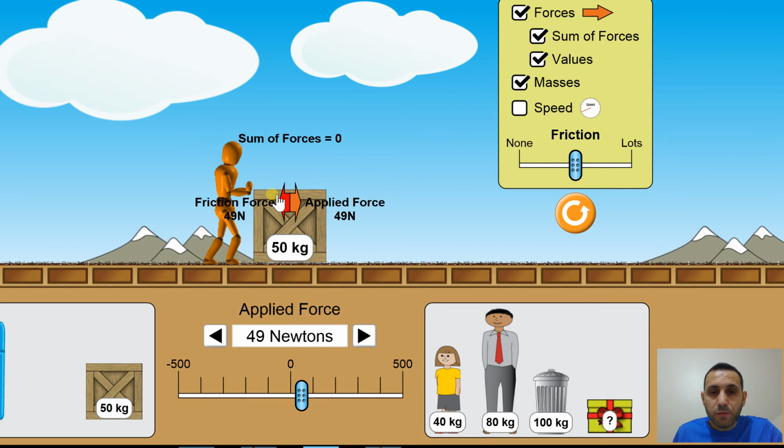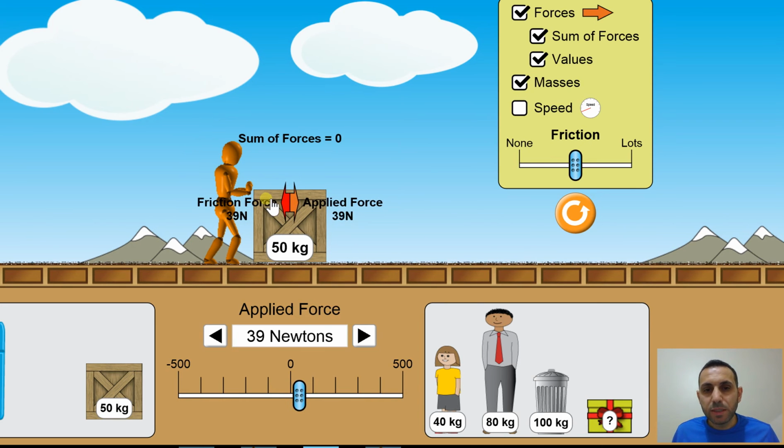So as you see here, the force of friction responds to the applied force. When the applied force increases, it increases with it. And even if we decrease the applied force, as you see here, the friction force also decreases.